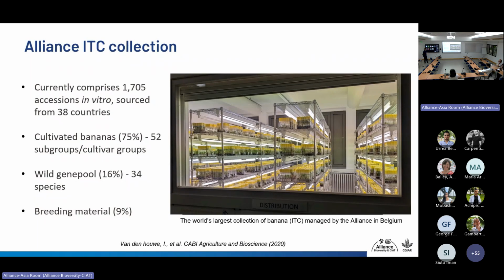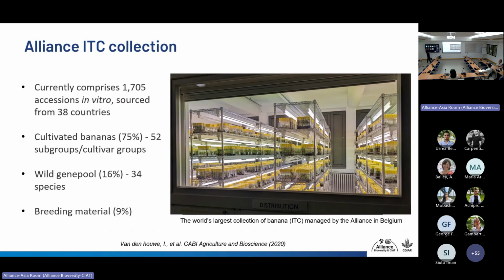So in terms of composition, we have more than 1,700 accessions. Most of them are landraces, cultivated banana, 75%. And we have about 16% of wild gene pools and a bit less than 10% of breeding material. So this number is evolving because we also organize some collecting missions and on-farm studies as well.